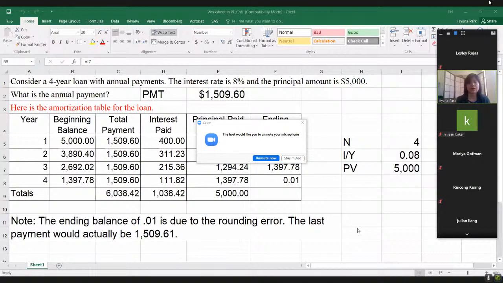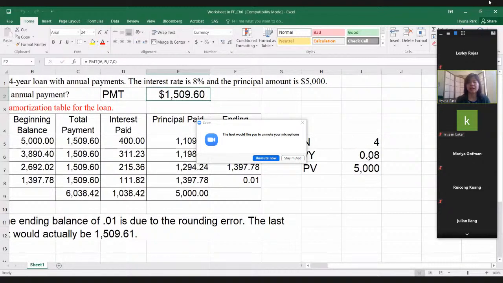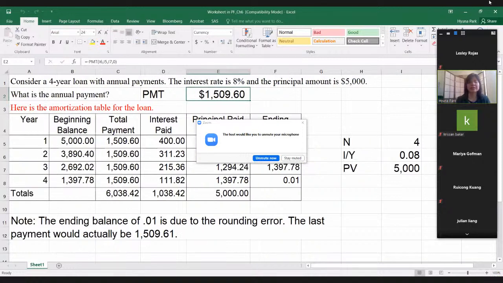Okay, so how do you calculate the payment? You enter the present value, the interest rate, and how many periods, so a 4-year loan. That's how you calculate the payment. It's the same payment every year for 4 years.